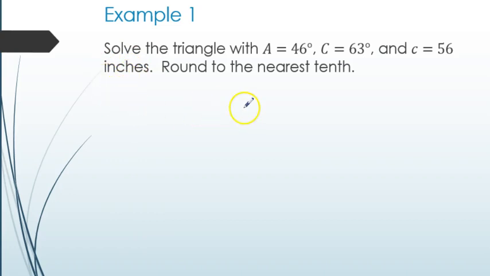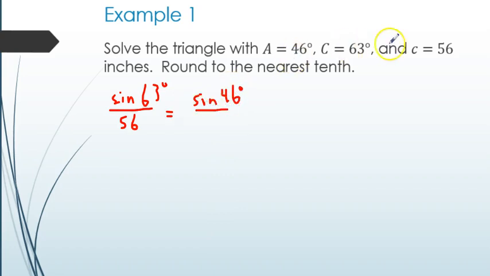So for solving this triangle, I have side C and the angle across from it. So side C is 56, angle C is 63. So if you're looking at the formulas, we can write sine of 63 divided by the side, 56, and that would be equal to sine of the angle, 46, and I don't actually know what side A is. That information wasn't given to us. So it's one of the things we're looking for.